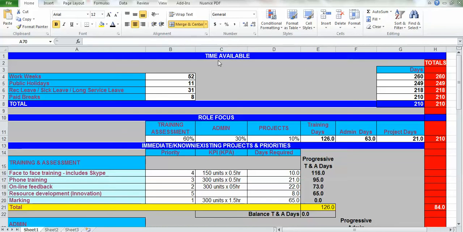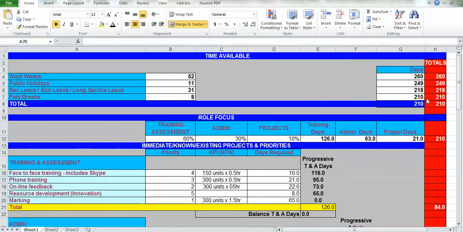We're starting up the top here on the top left, and we're looking at how many work weeks there are in a year, and we're assuming that there's 52. That gives us over here to the right 260 work days. Then we take off 11 days public holidays, reducing our work days over here to 249. Then we take off 31 days to account for leave, sick leave, those sorts of things. We're now down to 218 work days in a year. Then we take off time for lunches, tea breaks, etc., another 8 days. We're actually down to a functional 210 work days in a year.